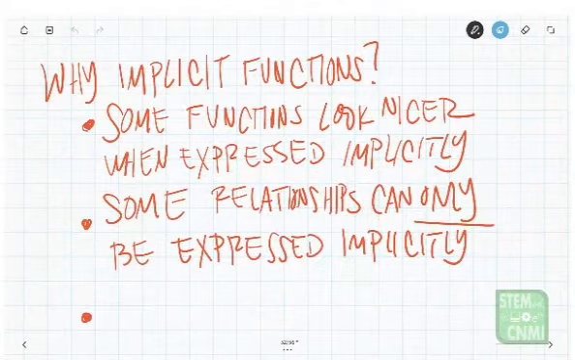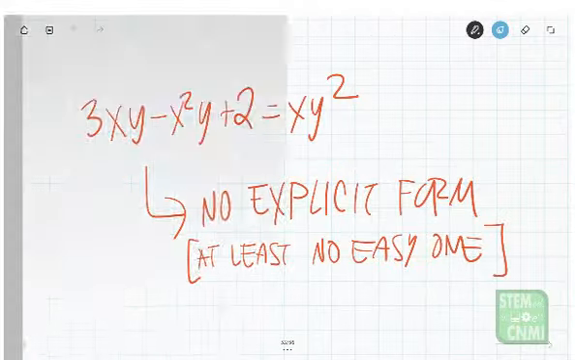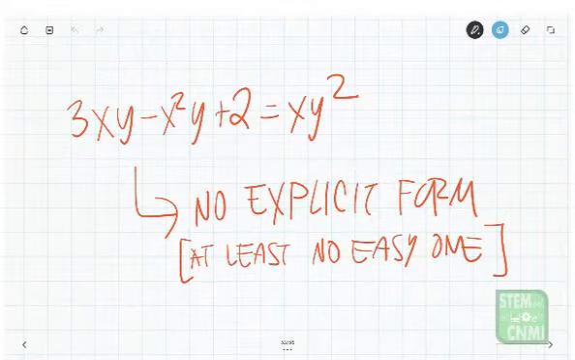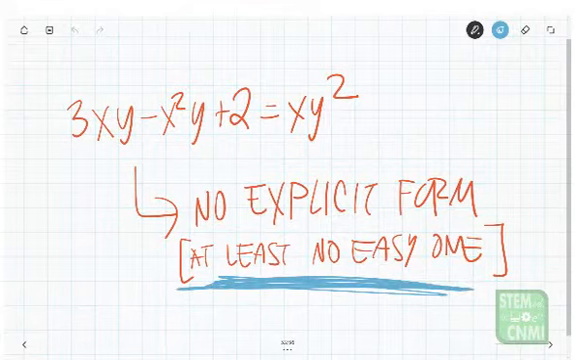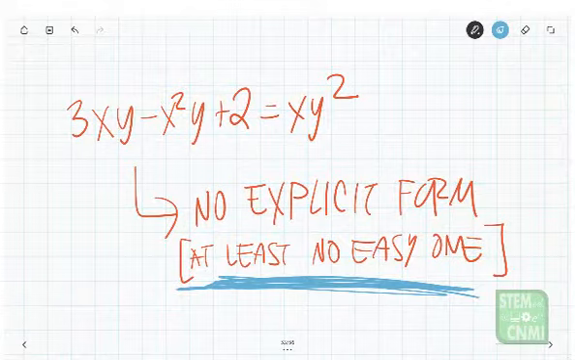Furthermore, some relationships can only be expressed implicitly. So we might have an equation 3xy minus x squared y plus 2 equals xy squared. So in this case, for most people's purposes, there's no explicit form. I actually don't know that 100%. There might be an explicit form, but it's probably not something very easy to find, and I don't even want to spend the time to find an explicit form. And so we are going to leave it in implicit form.